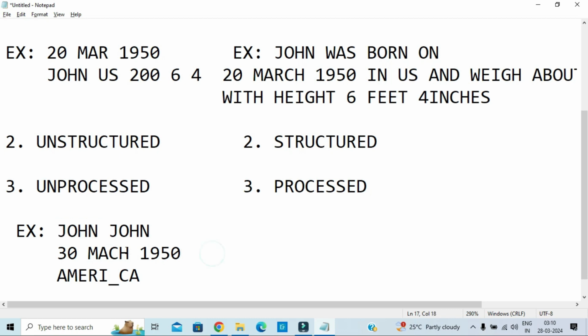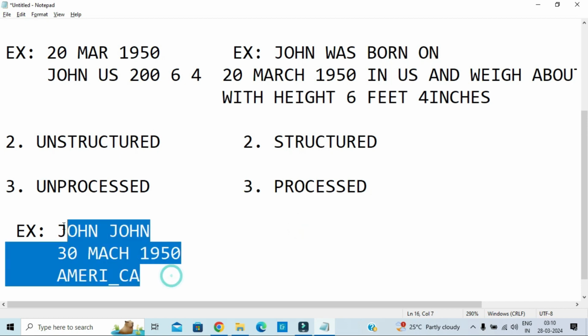And there is a mistake in the spelling of March. It is written as MACH. It should be MARCH. That is one mistake. The third mistake is in the word America: they have used an underscore. It has to be removed. So this is unprocessed, because it has not undergone operations like filling in missing values and removing duplicates.